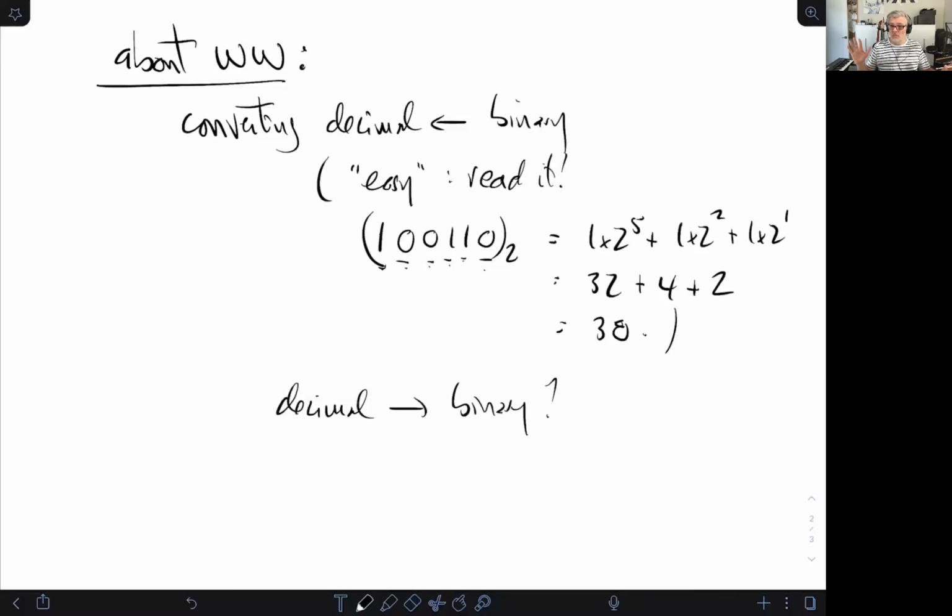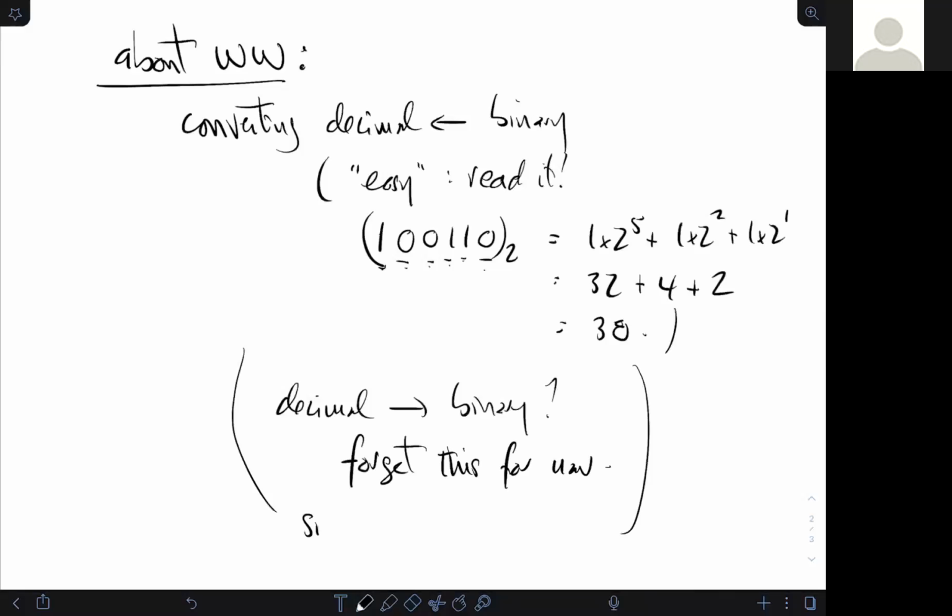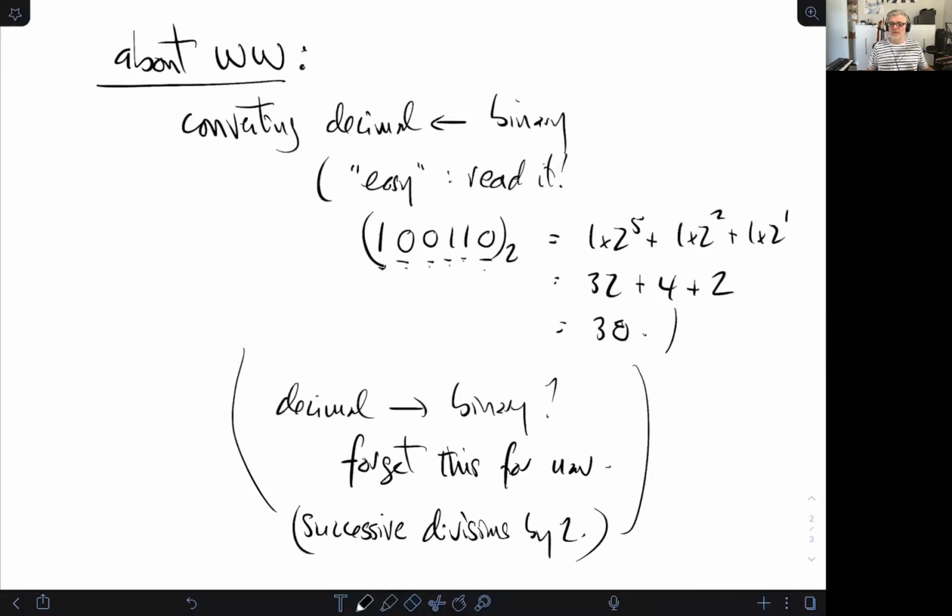Let's not worry about that. Forget this, it's not going to be on the test. Sorry, this is my mistake. We have tons of other stuff to do. It's successive divisions by 2, so if you're curious, that's what you do, but you don't need to know that. Let's not worry about that.